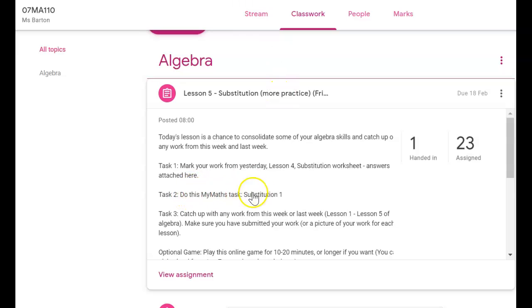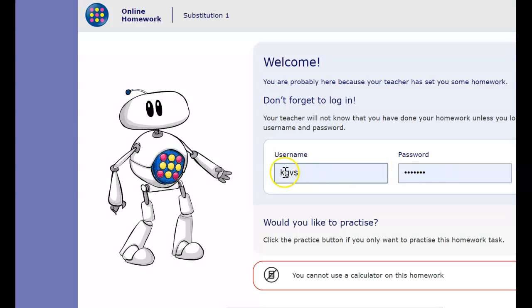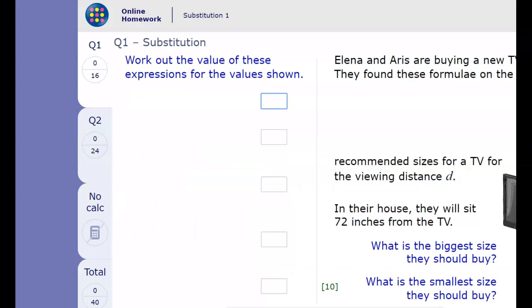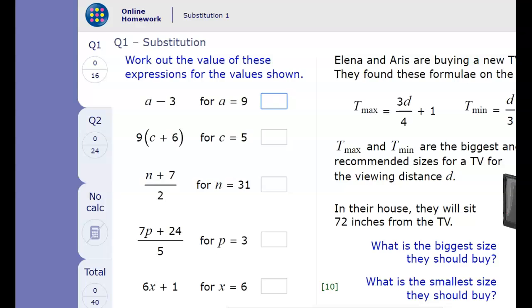Then I've said to do this substitution task. So I'll just click on the link down here. Now on My Maths you'll have to log in, so you'll be putting your personal username and password there. If there's anyone who doesn't know theirs, again, type it in the chat and I'll make sure that I zip over and I can show you all the usernames and passwords in a moment. In fact, I'll probably do that anyway in case there's someone who's not here.